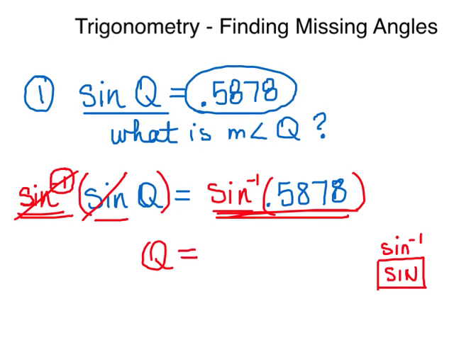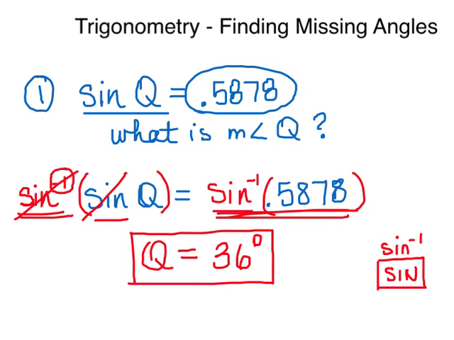After you've got that figured out, you do inverse sine and then 0.5878, and then push enter, and you'll get a degree measure. The degree measure that I got was approximately 36 degrees. There were some decimal places after that, but we round to the nearest degree in this example. So angle Q, the measure of it, is 36 degrees. That's how, when you know something about the ratio of the sides, you can go backwards and find the angle.